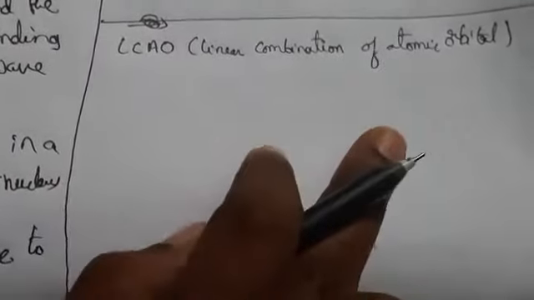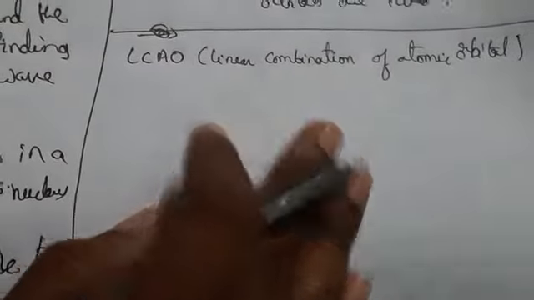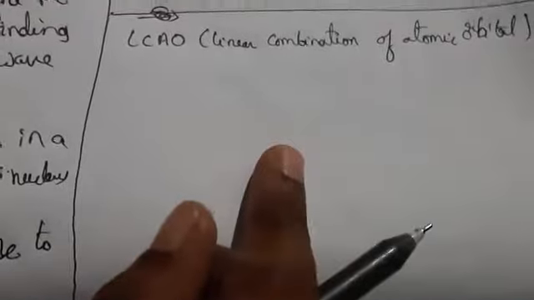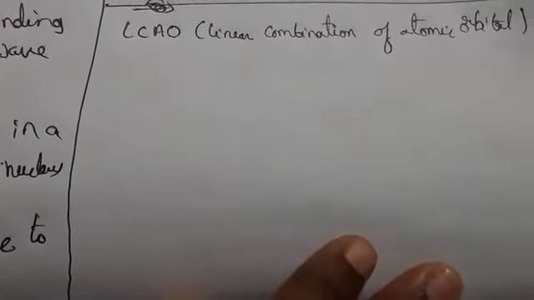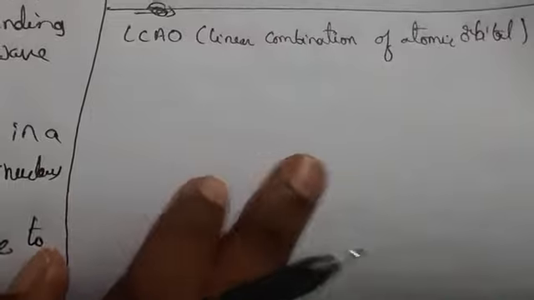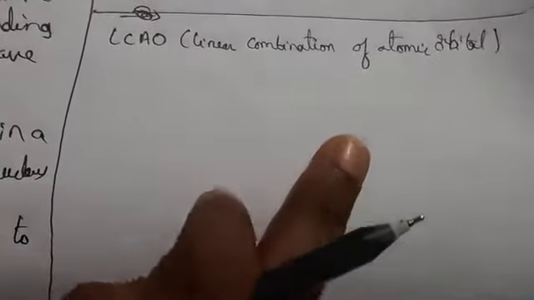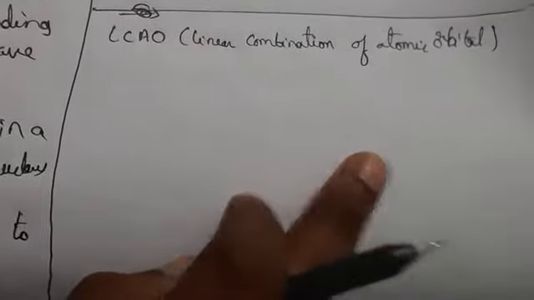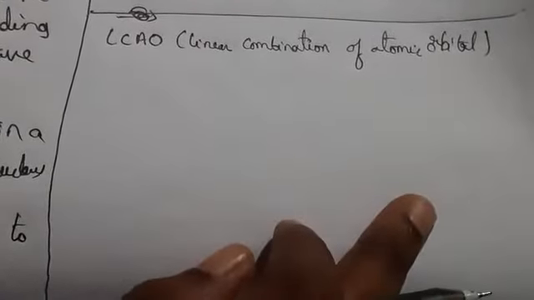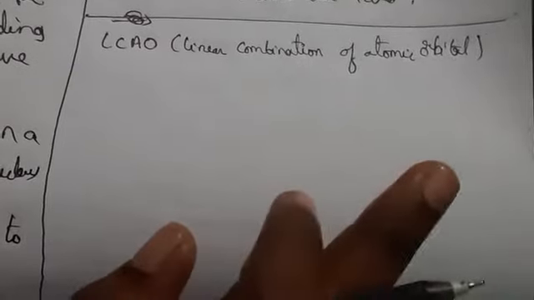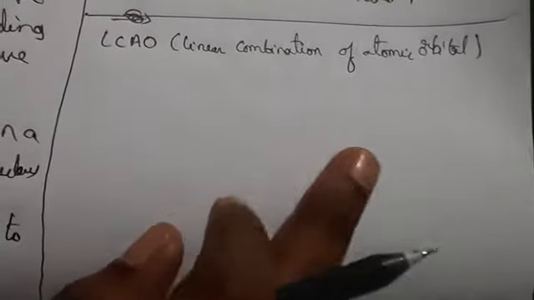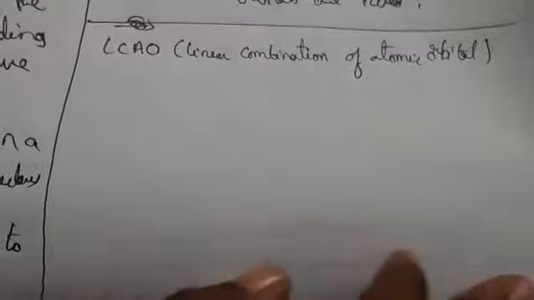So linear combination of atomic orbitals is nothing but, if you combine atomic orbitals which have the same energy and symmetry, they will give molecular orbitals. Molecular orbitals with energy lower than atomic orbitals we call bonding molecular orbitals, while those with higher energy than atomic orbitals we call anti-bonding molecular orbitals. Those which are not involved in combination we call non-bonding molecular orbitals.